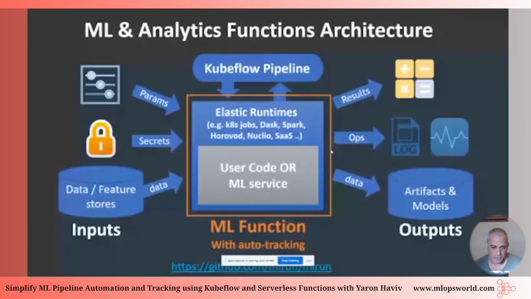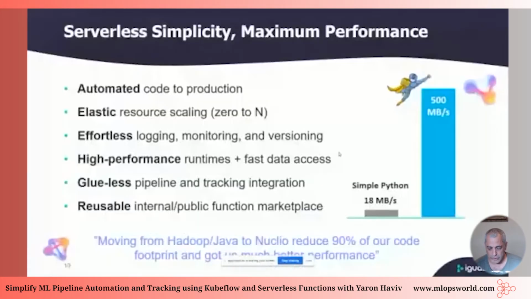Some blogs I've written in Towards Data Science show a use case of data processing. The same code within your Python will run 20 megabytes per second. If you take the same code exactly, run it inside the Nuclio function, it will run 500 megabytes per second. So 20-something times faster. And why is that? Because of the parallelism built into this engine.